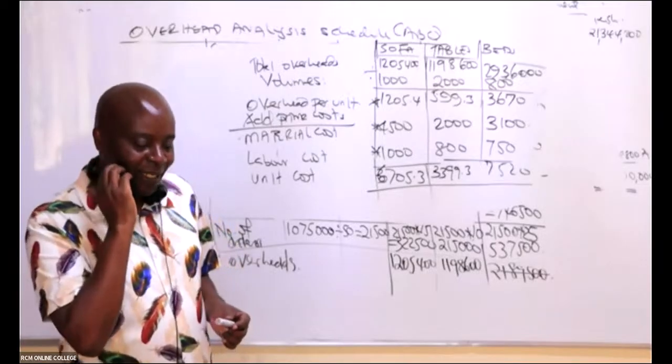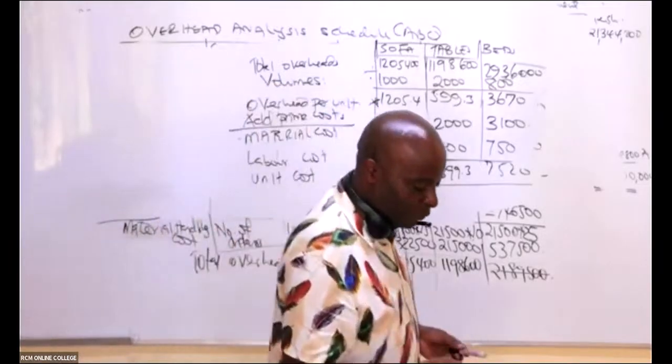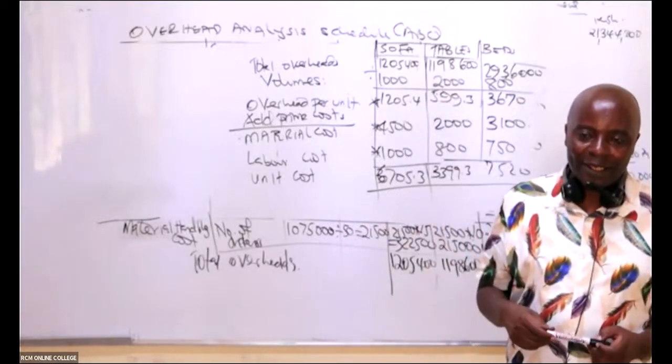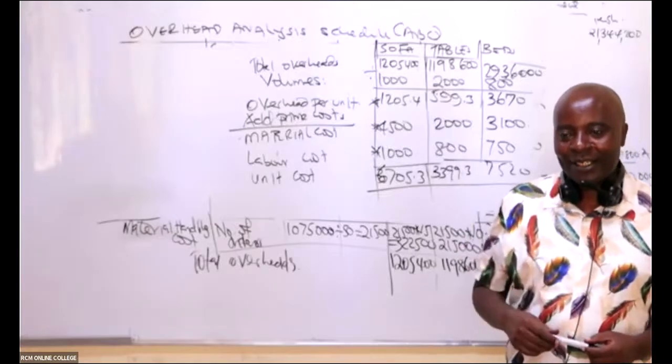The cost that we have there will be different. Which method in this case here will you trust their figures? ABC. It's modern.